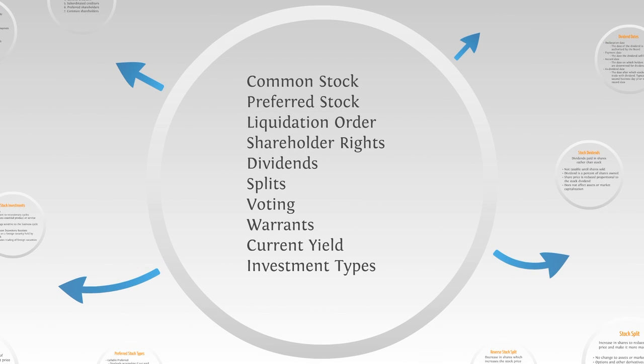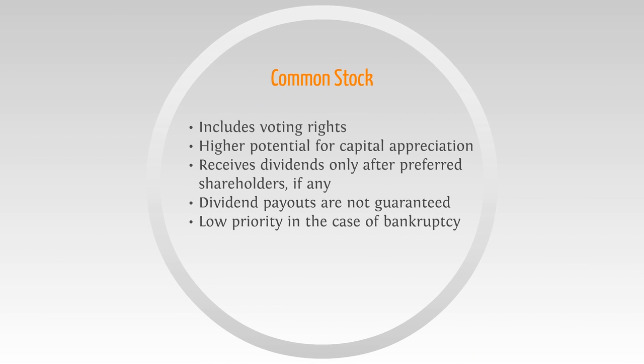In this video, we'll be going over equities. And as you can see, we have a few topics to go over. Let's start with the basic unit of corporate ownership, common stock. This includes most of the voting rights of a corporation, along with a lot of the risk as well, which means it has a higher potential for capital appreciation along with that risk. It also can receive dividends, but only after preferred shareholders, and those dividend payouts aren't guaranteed in any case.